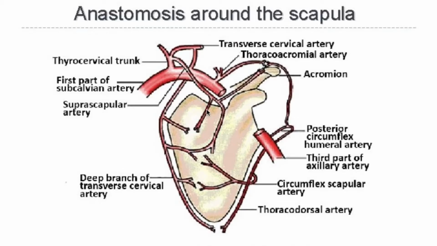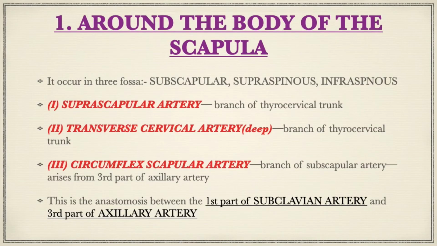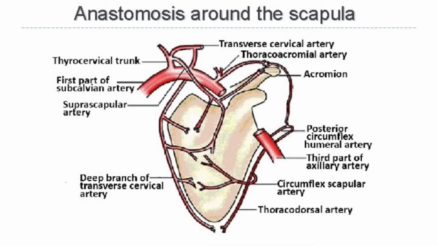So I will show you now the picture. So this is the anastomosis around the body. As I said, the thyrocervical trunk arises from the first part of the subclavian artery. So this is the first part of the subclavian artery where you will get the thyrocervical trunk. The branches I have told you: first is the deep branch of the transverse cervical artery, as you can see this one is the first one, and the second one is the suprascapular artery. So this is another anastomosis, and the next one is the circumflex scapular artery.